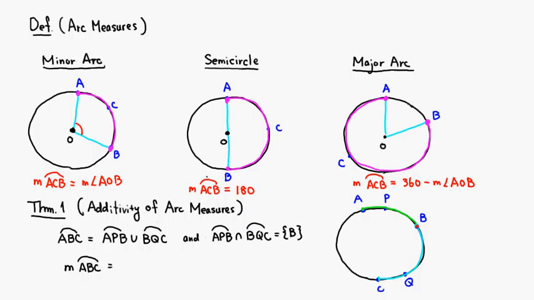If that's the case, the measure of the big arc ABC can be split into just the measure of the arc APB plus the measure of the arc BQC. So we can split the measure of an arc into two parts, if you only have one point in common. That's it. I hope that this was clear.